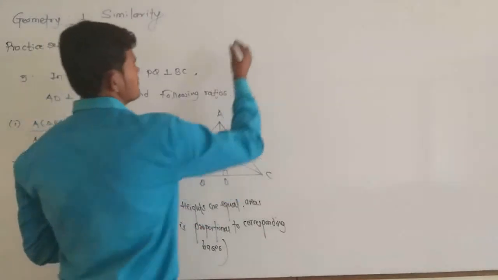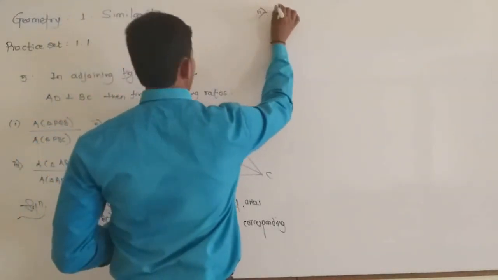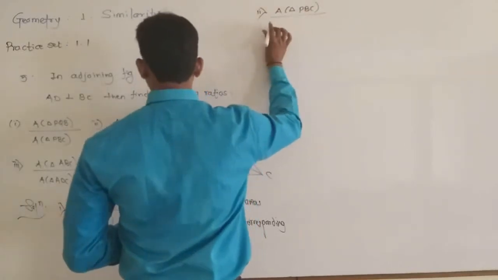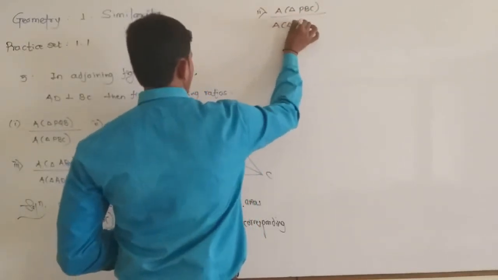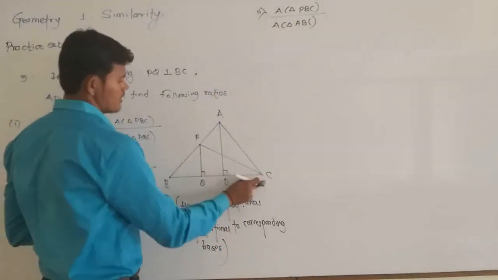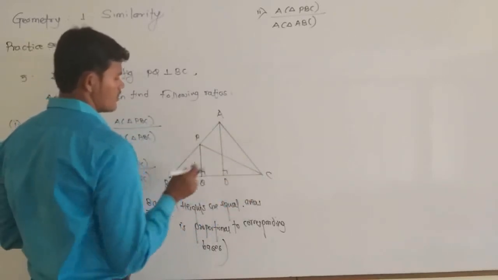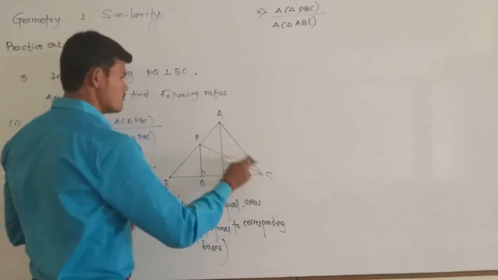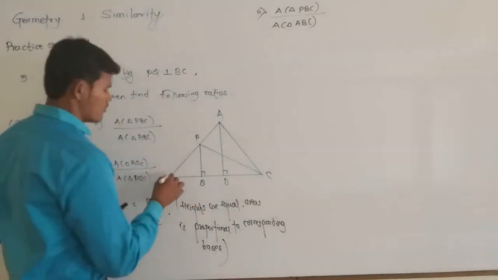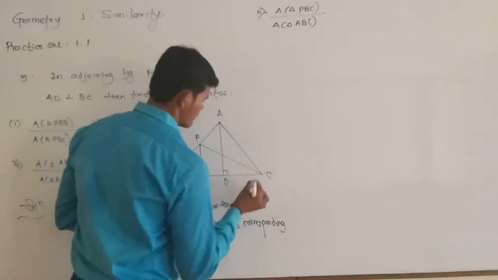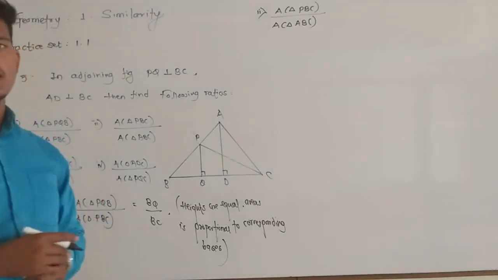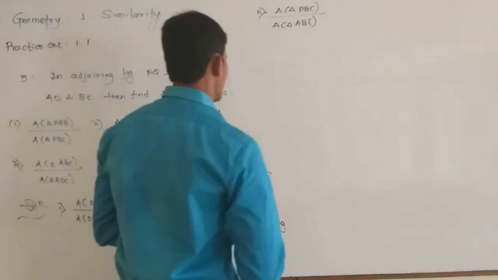Now second ratio is area of triangle PBC to area of triangle ABC. So find out where is the triangle PBC, and where is the triangle ABC. Okay, for triangle PBC and for triangle ABC, which part is common? Here, for both the triangles, BC is the base, is common, and if two triangles having bases are equal, then their area is proportional to the corresponding heights.